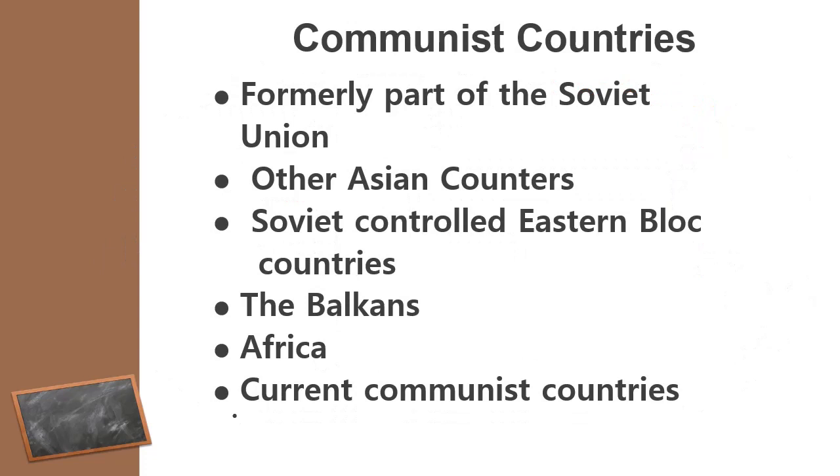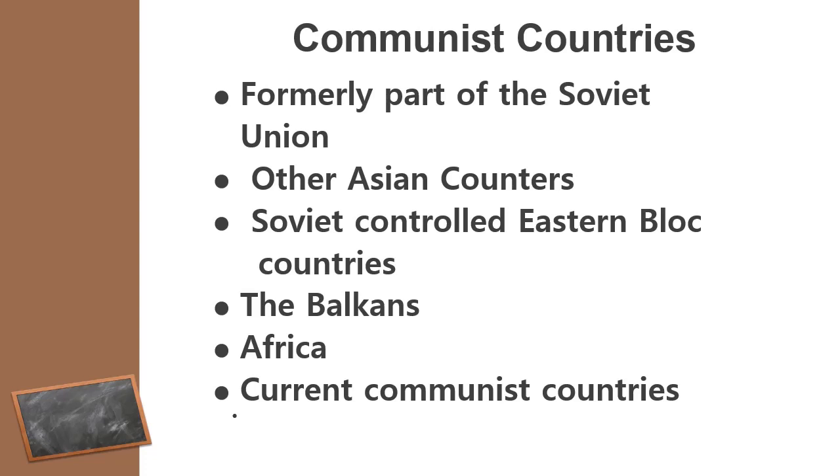After the communist revolution, many countries became communist. Here are the names of countries formerly part of the Soviet Union: Armenia, Azerbaijan, Belarus, Estonia, Georgia, Kazakhstan, Kyrgyzstan, Latvia, Lithuania, Moldova, Russia, Tajikistan, Turkmenistan, Ukraine, and Uzbekistan. The other Asian countries included Afghanistan, Cambodia, Mongolia, and Yemen.